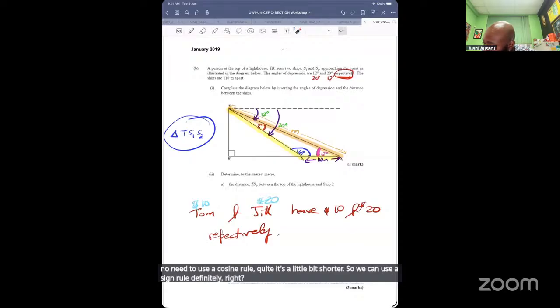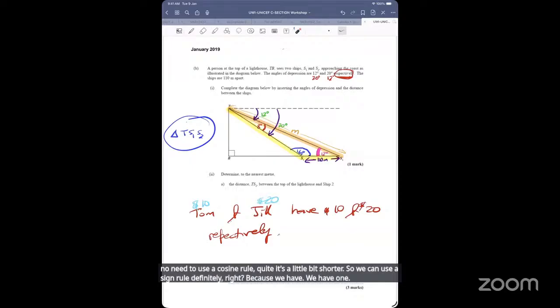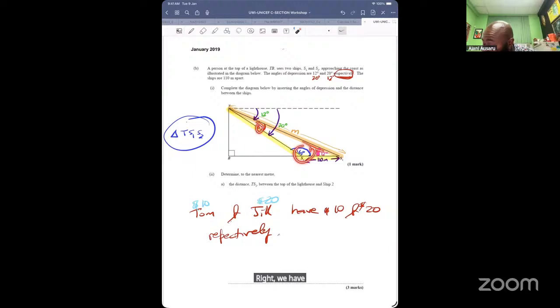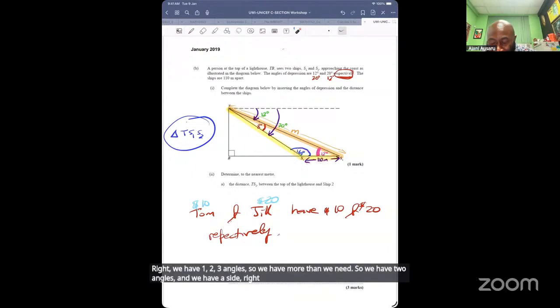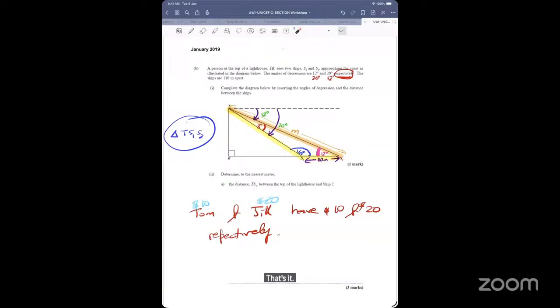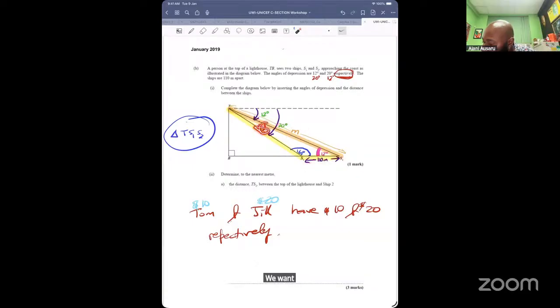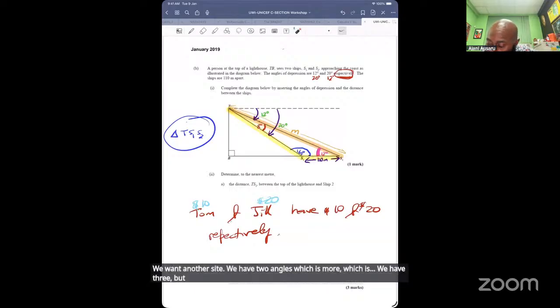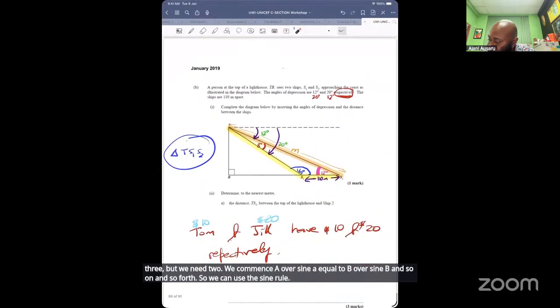Because we have three angles, we have more than we need. So we have 2 angles and we have a side, right or wrong? We want another side. We have 3 angles, but we need 2. Because remember it's A over sine A equal to B over sine B and so on. So we can use the sine rule. All right, so let us use the sine rule.